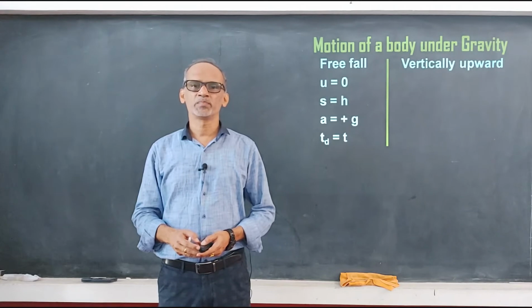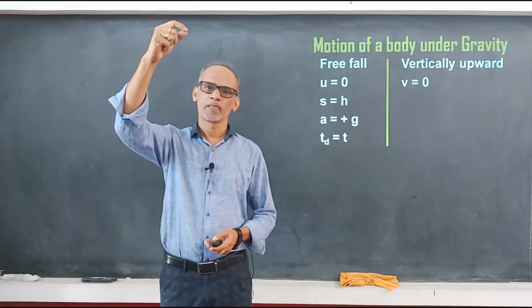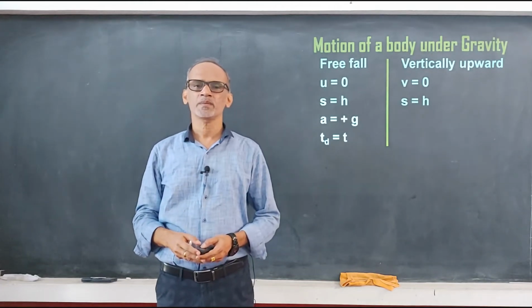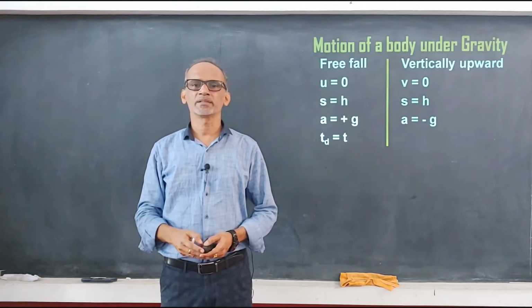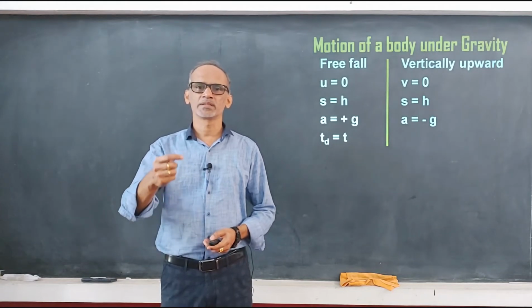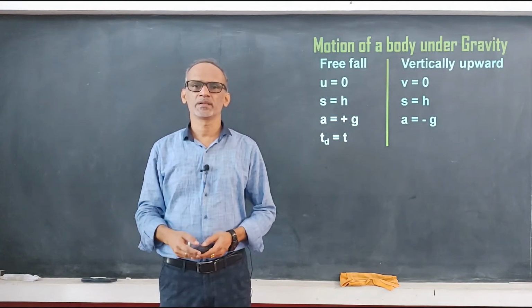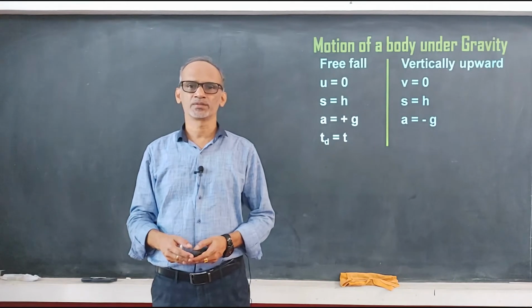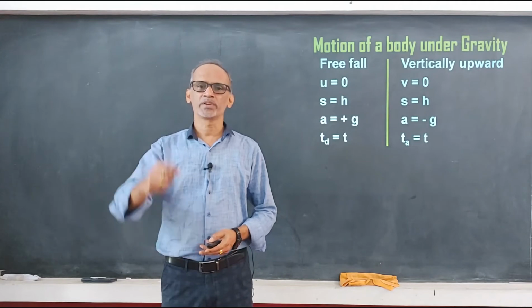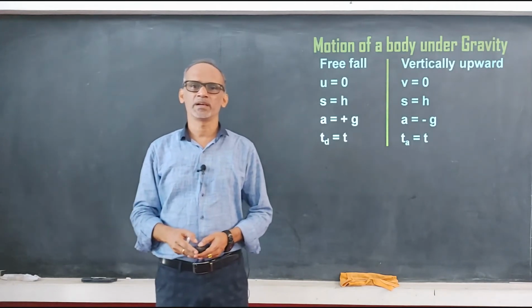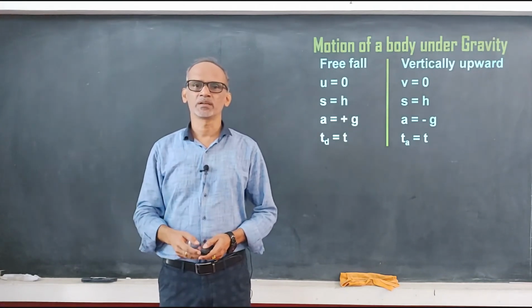When the body is thrown vertically upward, the initial velocity is not 0, correct? When it reaches the maximum height, the final velocity is 0. The displacement is the same as the maximum height reached by the body. Acceleration is negative because the velocity continuously decreases. Whenever the velocity decreases, acceleration is negative, and we call that acceleration retardation or deceleration. That is why a is always minus g. The time taken to reach the maximum height is called the time of ascent. We can prove that the time of ascent and time of descent are both equal.